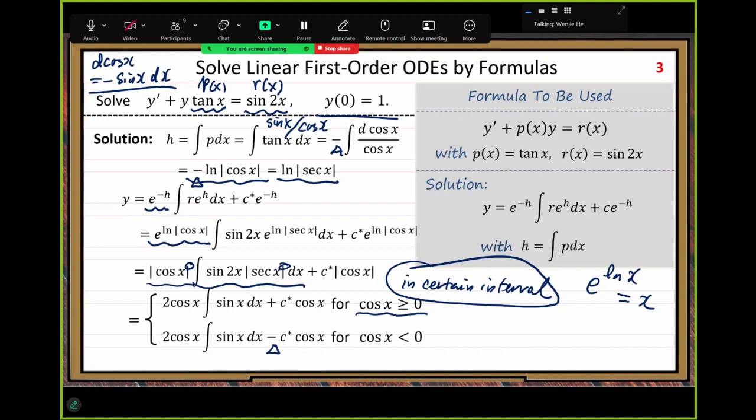Now the last step: we want to combine these two versions. Because cosine of x is positive, can we treat this as plus C star times the absolute value of cosine? Can we treat the second one, because of the minus, as plus C star cosine of x?